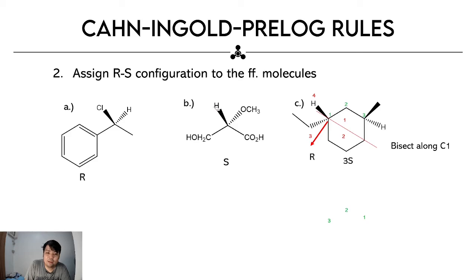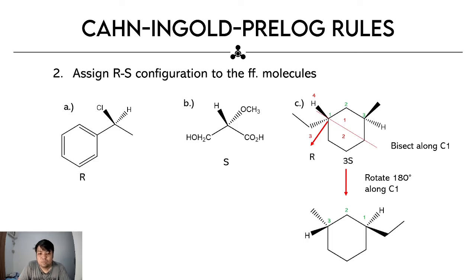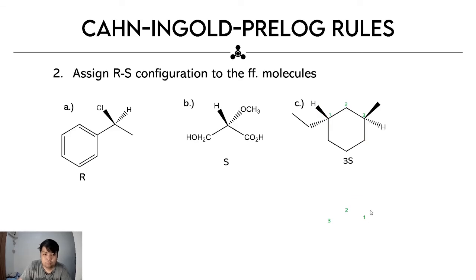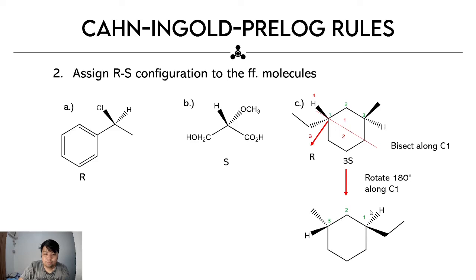Now, since it is R and the fourth priority substituent, the hydrogen, is at the front, not at the back, we rotate this along the carbon 1 axis, and we can see that this one here becomes S. From R it changes to S, and since the fourth priority substituent is at the back, this will be the actual configuration at carbon 1. So the configuration will be 1S, 3S.